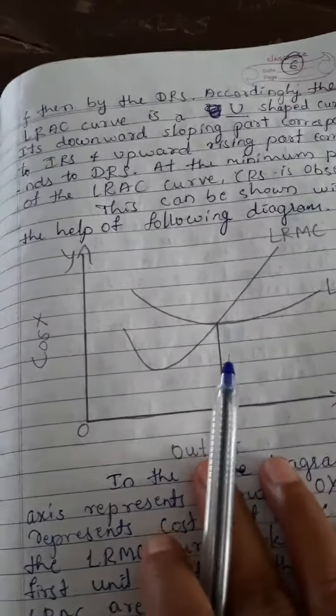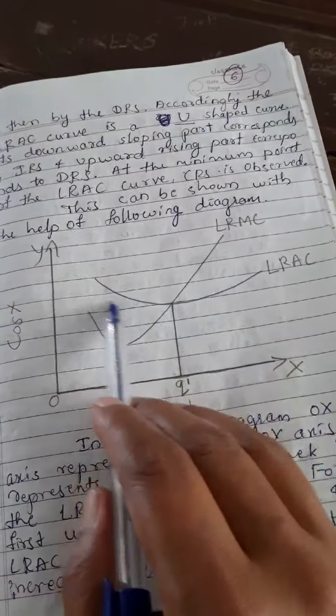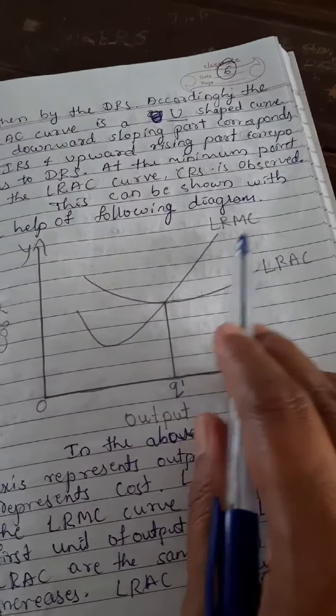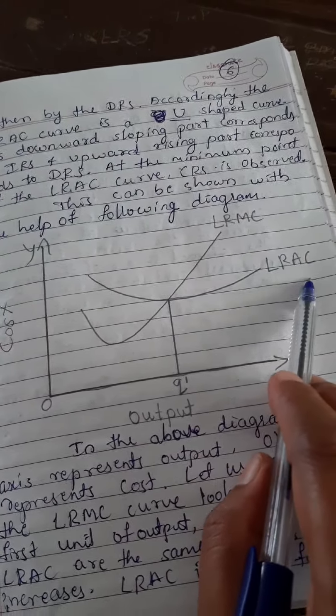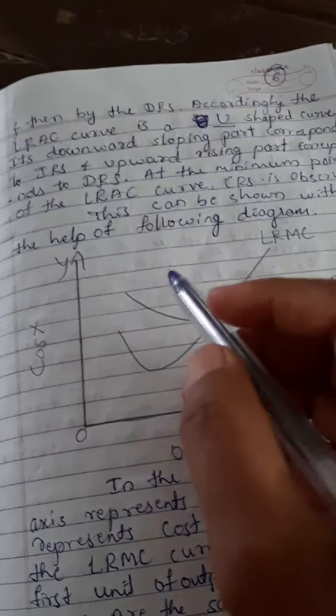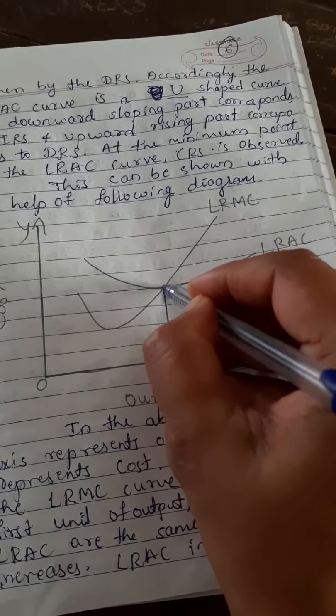Both are here. We can see in the diagram the U-shaped curve, LRAC and LRMC. MC is equal to AC at this point here. You can see this point.